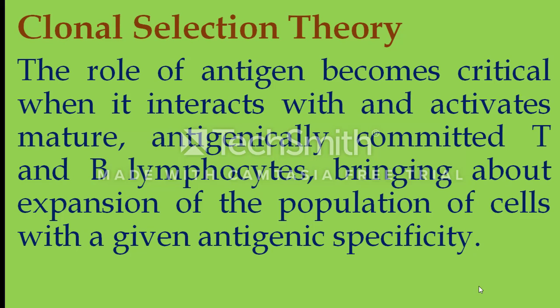The role of antigen becomes critical when it interacts with and activates mature antigenically committed T or B lymphocytes, bringing about expansion of the population of cells with the given antigenic specificity. So the specific lymphocyte, the antigenically committed lymphocyte, will be selected, and their population will be expanded, or they will undergo repeated division with the same antigenic specificity for that antigen.